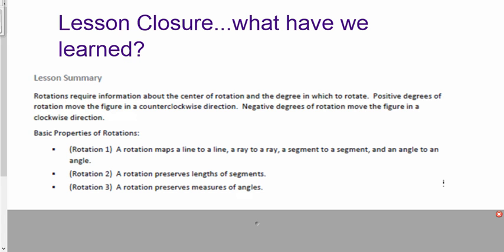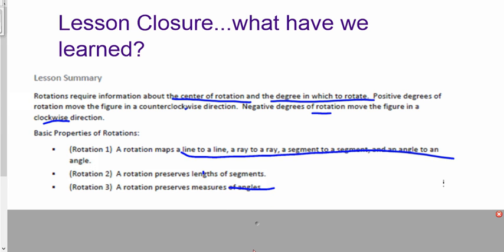All right. And now let's look at the lesson closure. So what have we learned today? Let's summarize. We know that in order to rotate, we have to have a center and we have to have the degree. Positive degrees move it counterclockwise. Negative degrees move it clockwise. We already took that note earlier in this lesson. We know that it has the properties of a basic rigid motion. It maps lines to lines, rays to rays, segments to segments, and angles to angles. Preserves the lengths of segments and the measures of angles.